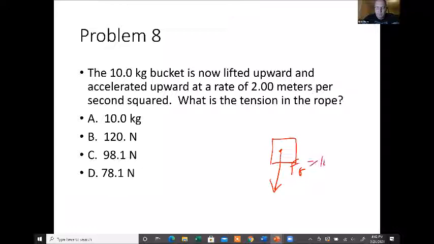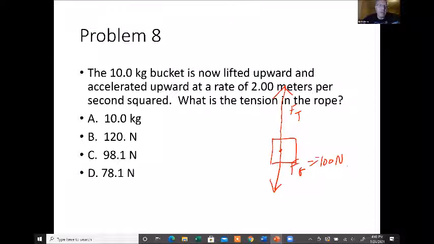And we know that weight is 100 newtons down, or negative 100. We know that we've got tension acting up. But this time this bucket is accelerating upward. That tells you, I hope, that the tension force has to be bigger than the gravity force because there's a net force in the upward direction.